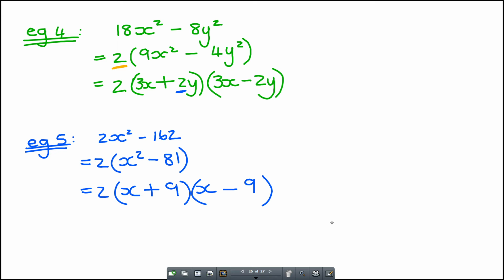People, are you going to get your marks like this? I will give you a mark for the 2 that you took out. Then I will either give you a mark for the x squared minus 81 and then a mark for these 2 together, or I give you a mark for the 2, a mark here, a mark there. So either way, 3 marks.